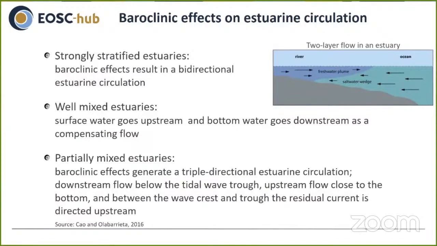In well-mixed estuaries, surface water goes upstream and bottom water goes downstream as a compensating flow, both in barotropic and baroclinic conditions. In partially mixed estuaries, baroclinic effects generate a triple directional estuarine circulation: a downstream flow below the tidal wave trough, an upstream flow close to the bottom, and an upstream flow between the wave crest and trough.